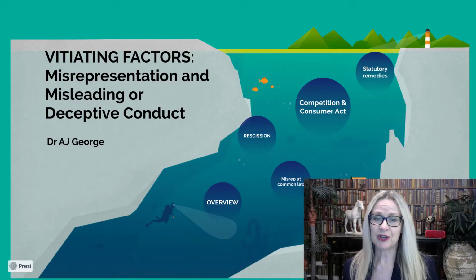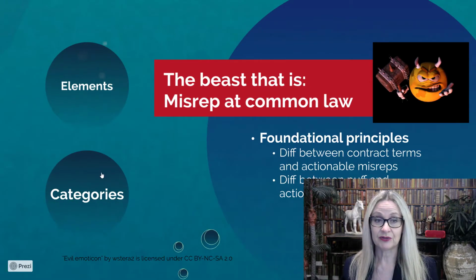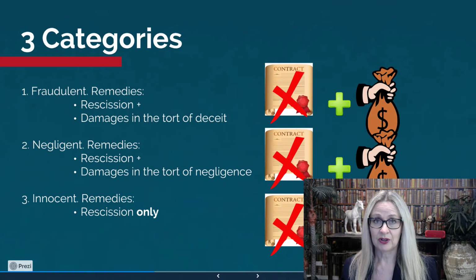This is video 2 in the video series for the vitiating factors of misrepresentation and misleading or deceptive conduct. And in the first video, we had a quick overview and then we jumped right into the beast that is misrepresentation at common law. And we skipped over the 4 elements that you need to show for an action in misrepresentation. And now we need to go through the various different types of misrepresentation that you may find.